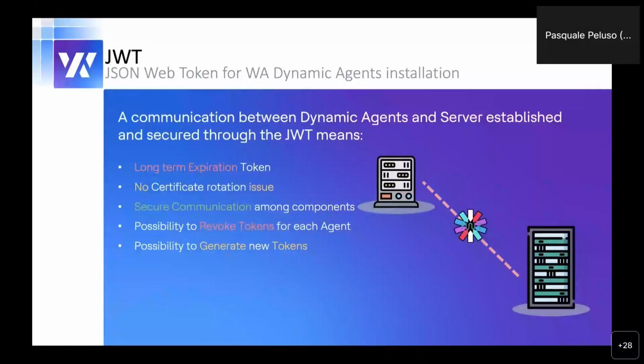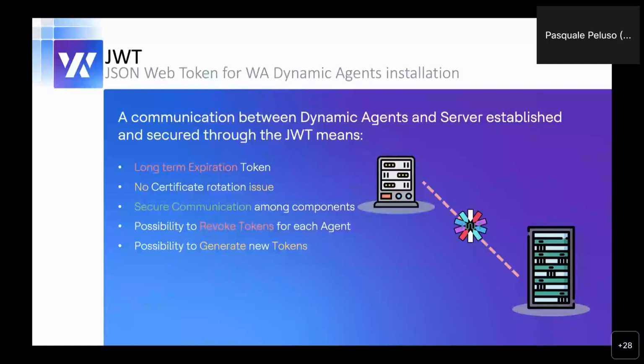So once you have that, you will have a JWT token that has a long-term expiration. So you do not need to worry about rotating certificates or when they are going to expire? No, because the JWT token, when it's created, has a long expiration.